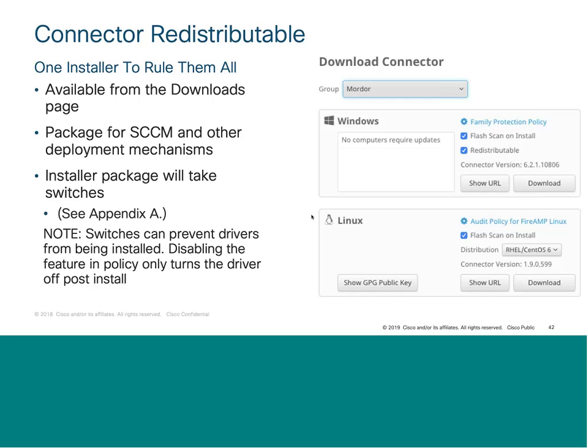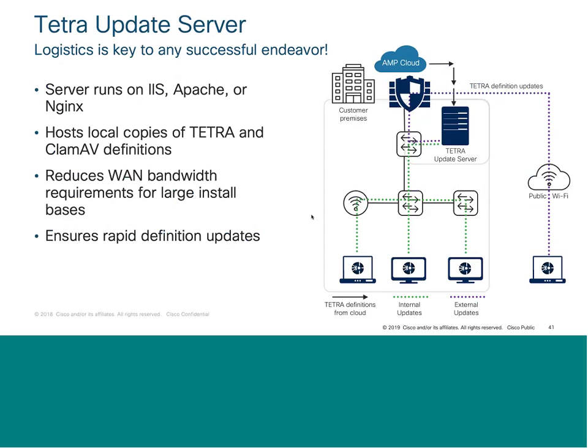Now, if your customer has decided that they want to use Tetra and they're deploying to a large number of endpoints, please deploy the Tetra update server prior to deploying to your endpoints. It's staged in this order on the slides for a reason. If you deploy an endpoint connector with Tetra enabled, as soon as that connector reaches out to the cloud, it is going to start downloading 500 plus megabytes of signature definition files to that endpoint at that time.